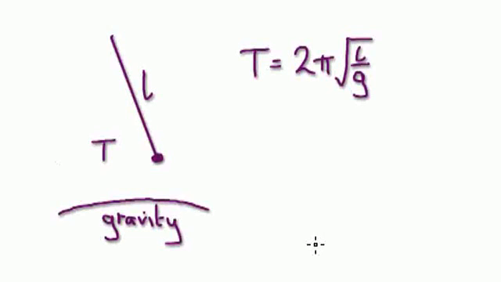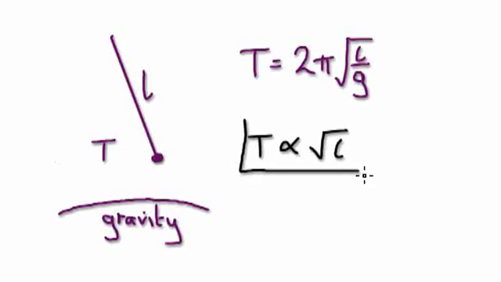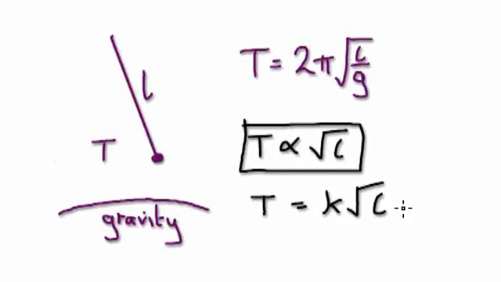So let me clear all this. So we can actually make the statement that T is proportional to the square root of L. The minute we're given this, we can visualize this: T equals a constant times root L. So what that means is, suppose you were to double the length here.